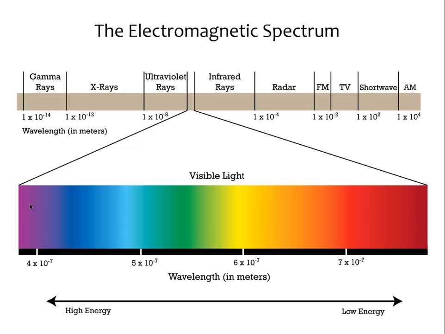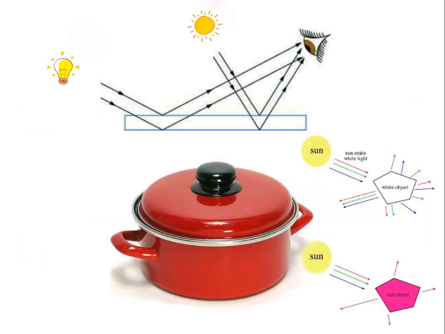So your high energy colors would be the blues and the purples, and your low energy colors would be the oranges and the reds. So if color is light, then how come objects appear to have color? Well, in order to understand that, we would have to study how color and light behaves. This part here is red. Well, it's not exactly red.